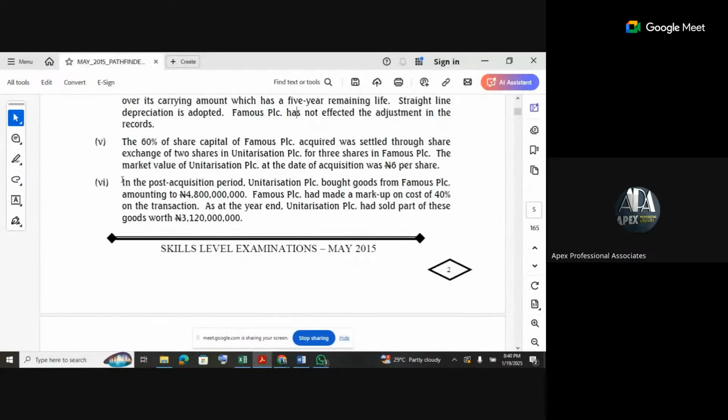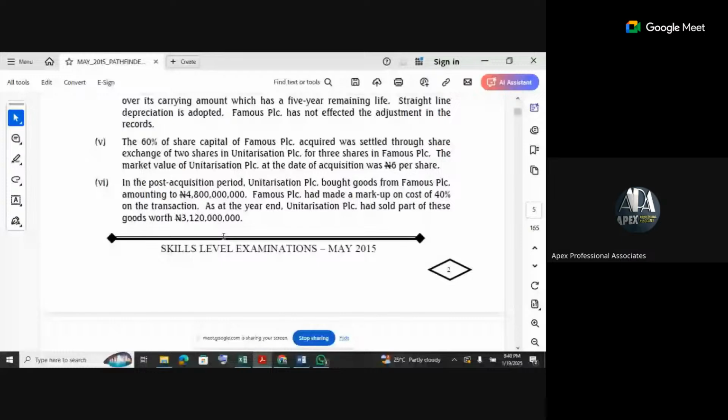That's not. In the post-acquisition period, Unitarization PLC bought goods from Famous. So which means Famous sold, amounting to this. Famous had made a markup on cost of 40% on the transaction as at the year end. You had sold part of these goods worth this amount. So unrealized means the element that has not been sold.